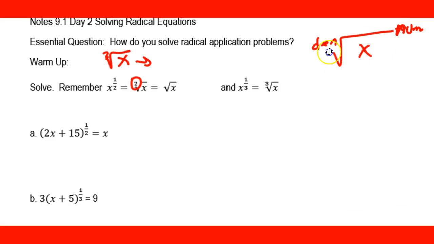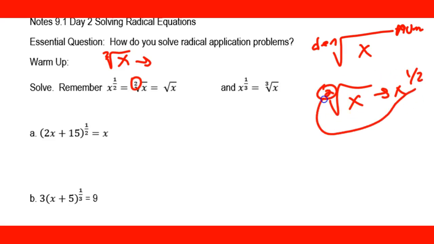If I rewrite the square root of x, I can rewrite this as x to the 1/2. Here's what I mean. The index right here, the implied 2, is your denominator, and your power is 1, which is your numerator. So this is x to the 1/2.